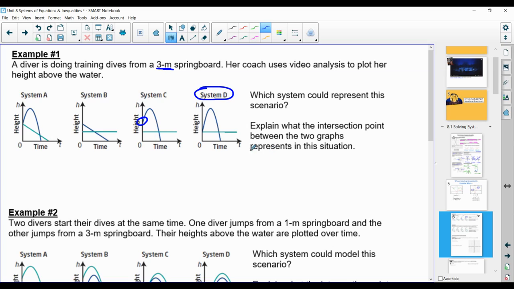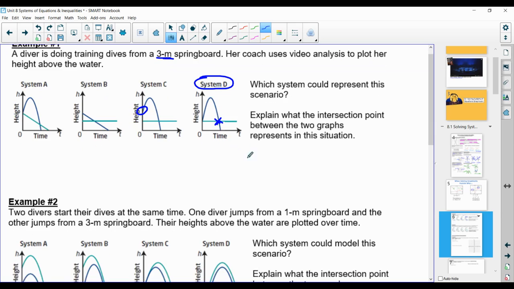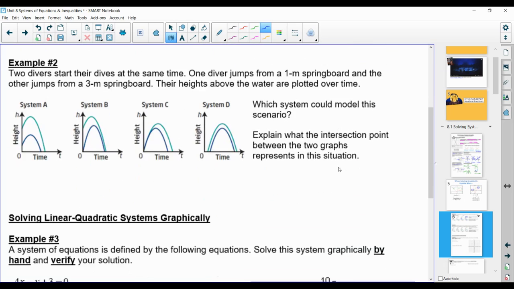So then the question is, what does the intersection point represent? Well, this diver is taking off. This is her height over time. So she takes off and then she comes back down. And this would be the point where she crosses that plane of the diving board, so that original 3-meter height. So as she takes off, she goes up in the air, comes down, and that's where she crosses that 3-meter point. All right, let's take a look at another similar example.